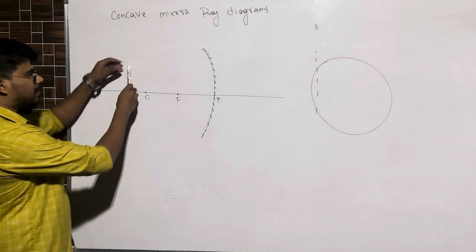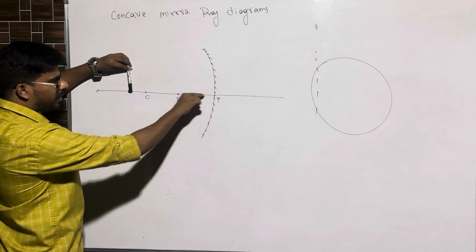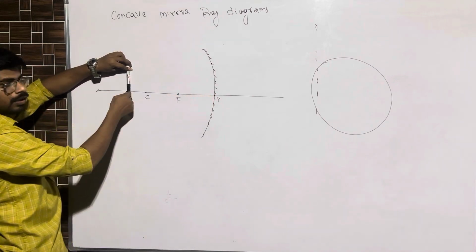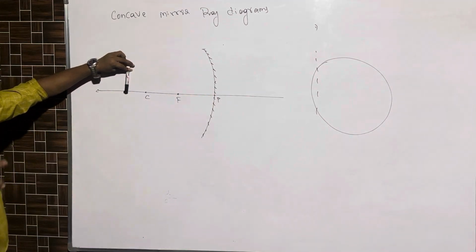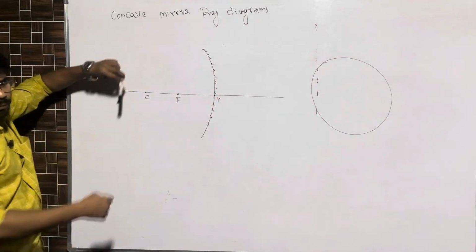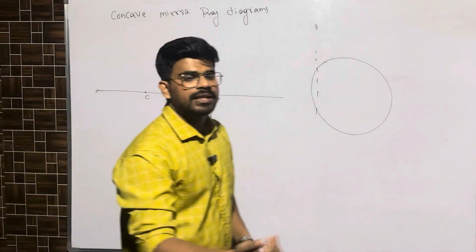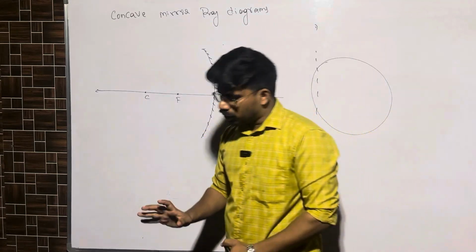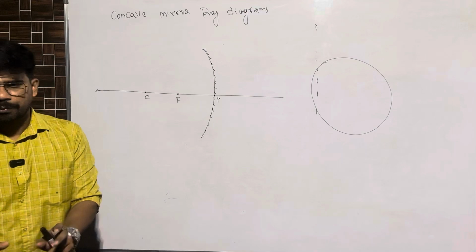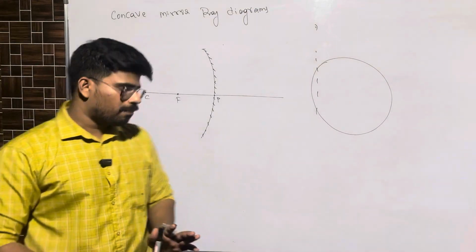Now, suppose an object is placed here, at 15 centimeter. We will measure the distance from the pole. From the pole it is 15 only. In both cases we will get 15. But if we go this way, one sign, and if we go in the opposite direction, the sign will change. That is the sign convention. You will get to know about it. Just remember that all the distances are measured from the pole.